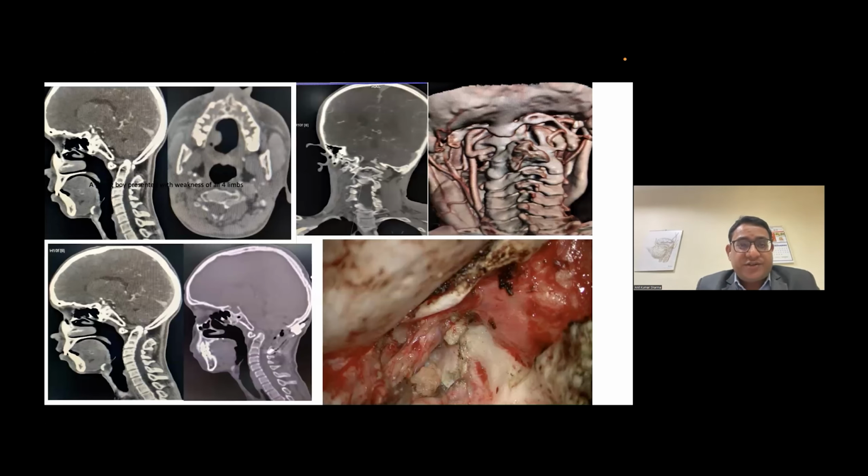This is one another interesting case where we can see these are CT angio images, and there is hardly any space for the cord. This patient also presented with quadriparesis, and the vertebral artery lies inferior to the occipitalized atlas in this case. So in this case, I could not put a screw in C1 because it was very difficult. I was not getting any space, and in this case occipital and C2 fixation was done, and postoperatively the patient improved. Here we can see postoperative images. The basilar invagination has come down significantly.